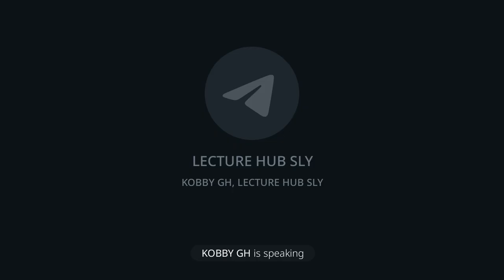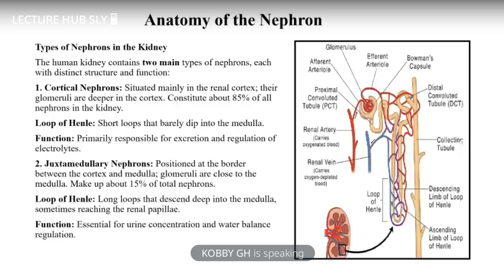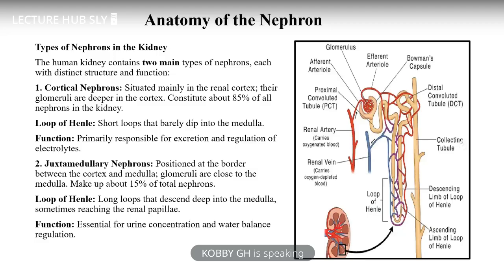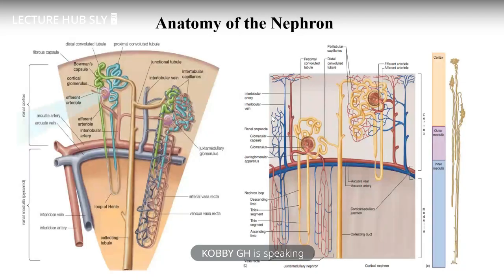Again, if we look at the loop of Henle of cortical nephrons, they have short loops that barely dip into the medulla. So let's look at the loop of Henle. From here, coming up here is what we call the loop of Henle. In this diagram, from this region down to this point is what we call the medulla of the kidney. Because the cortical nephrons' loop of Henle is very short, it barely extends to reach the medullary region of the kidney.